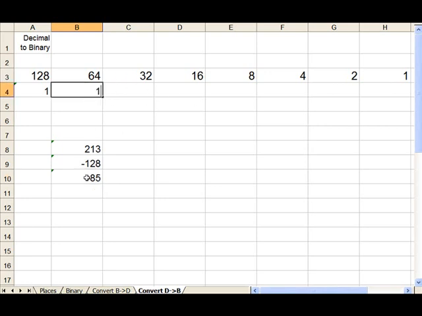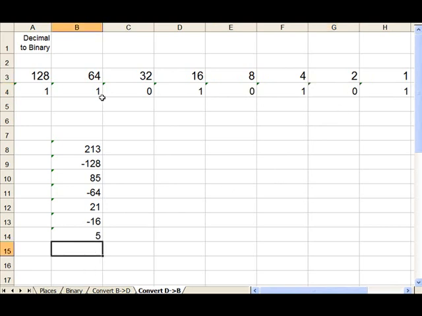Let's put a 1 there and take out the 64. 85 minus 64. A 1 there and a 2 there. So we've got 21 to represent here. There are no 32s. There is a 16. Let's subtract the 16. I did that again, didn't I? Subtract the 16, and we have now 5 left to represent here. No 8s, a 4 and a 1.